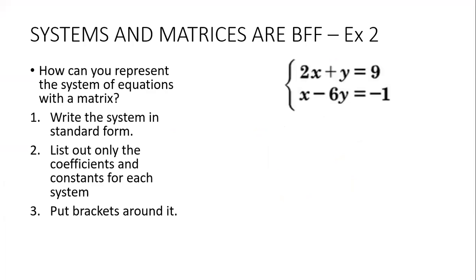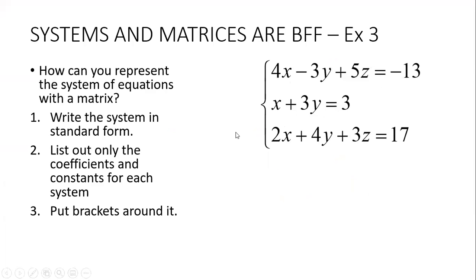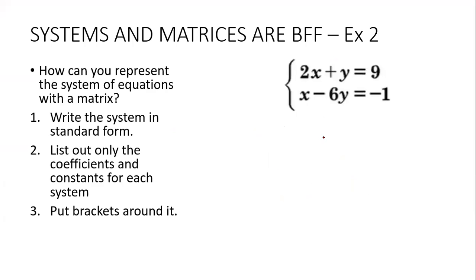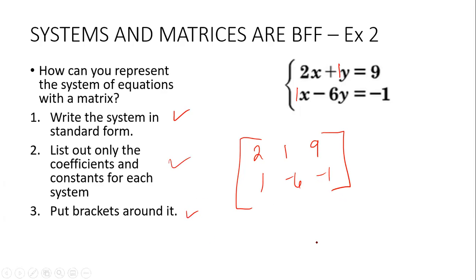All right, let's try it again. So looking here, step 1, write the system in standard form. Standard form is written. Step 2, list out only the coefficients and constants for each system. So the coefficient isn't present, there's an understood 1. And so I have 2, 1, 9, 1, -6, -1. Put brackets, boom, boom, there's my matrix.